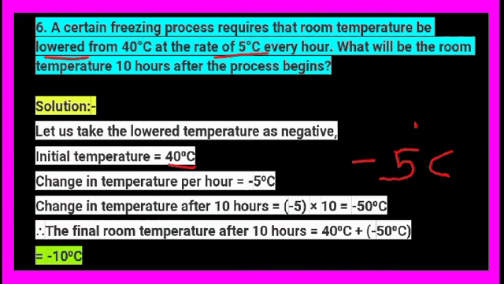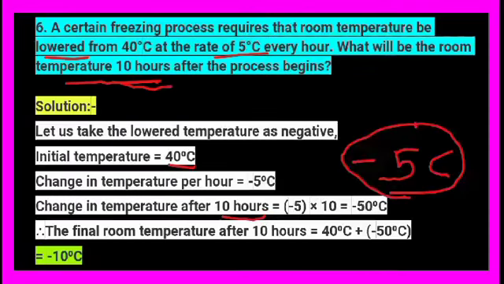And here we are asked, after 10 hours what will be the room temperature? So we have to find the temperature change of these 10 hours first. How can we find it? For that we need to multiply this lowering of temperature per hour by the 10 hours. 10 fives are 50, so it will be minus 50 degrees Celsius.